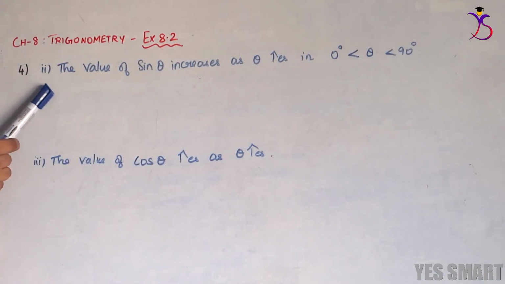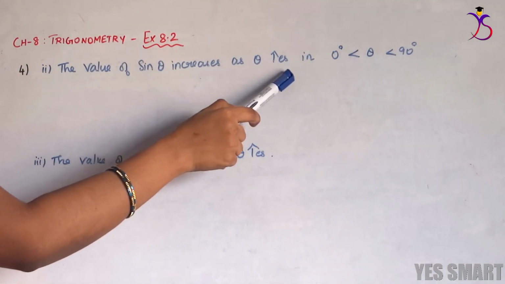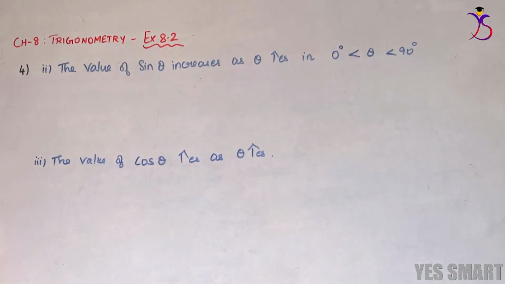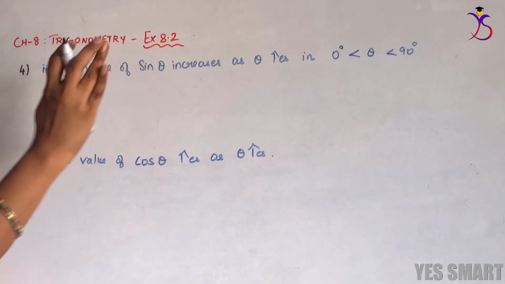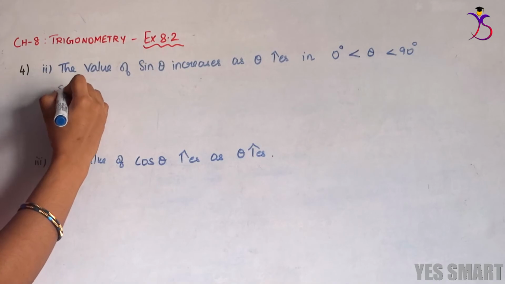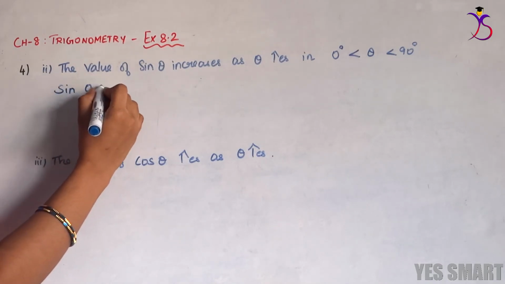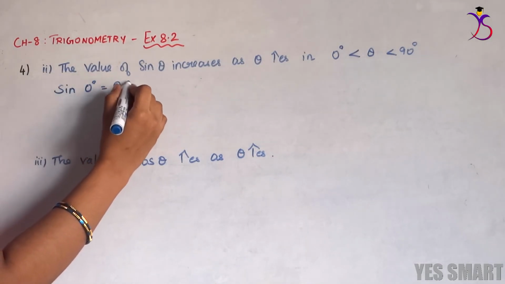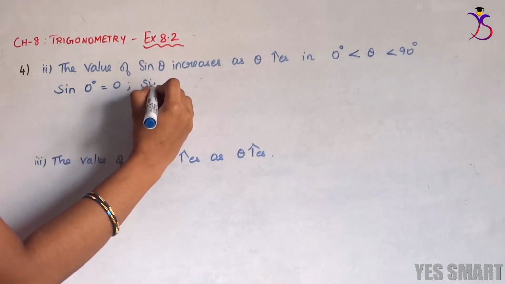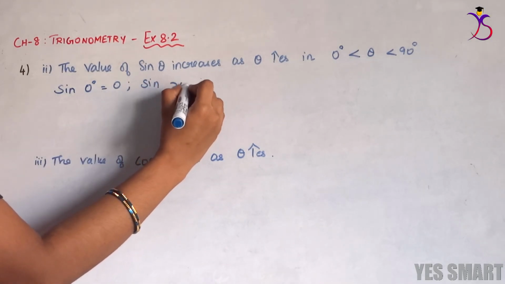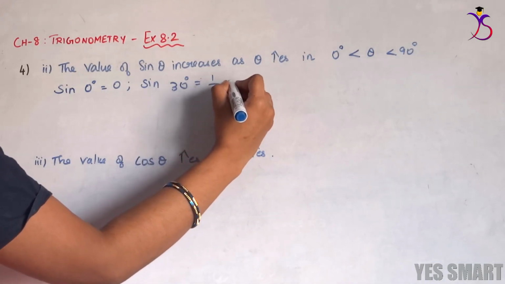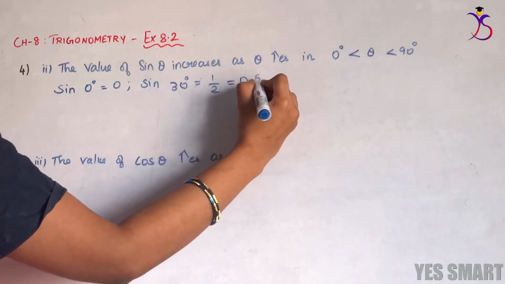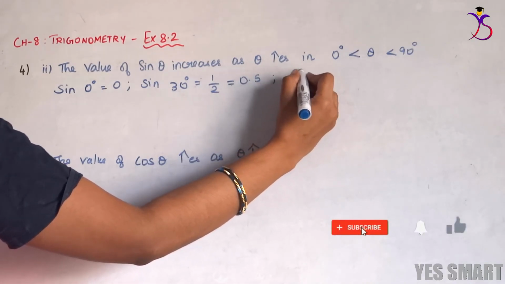Fourth sum, second subdivision: the value of sin theta increases as theta increases, for 0 degrees less than theta less than 90 degrees. So they are asking whether the value of sin theta increases if the value of theta keeps on increasing. Let's try with a few examples. Let me take the value of theta from 0. Sin 0 degree is 0. Next sin 30 degree is 1/2, which is 0.5.